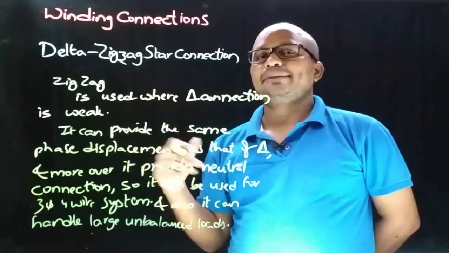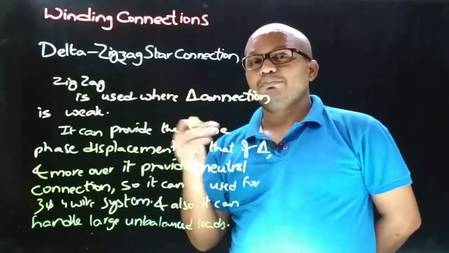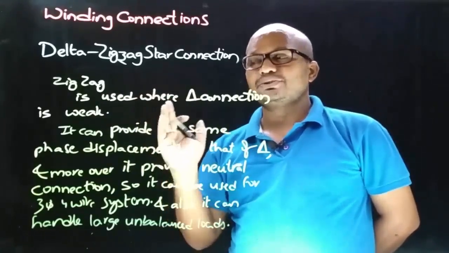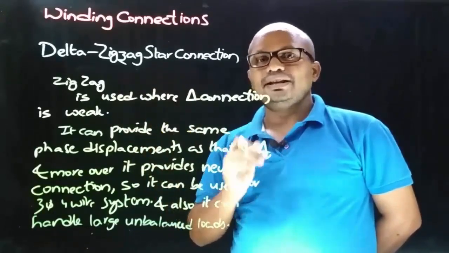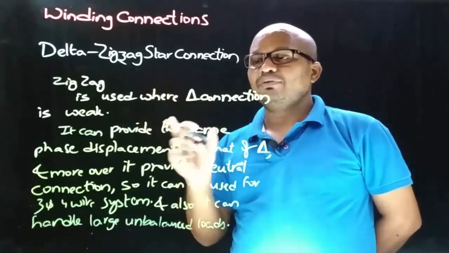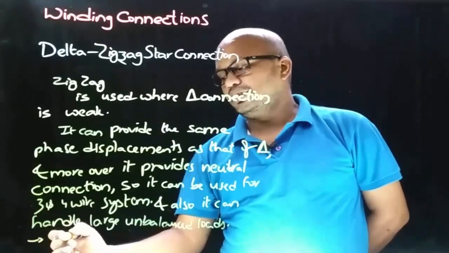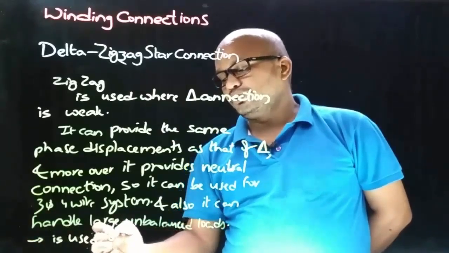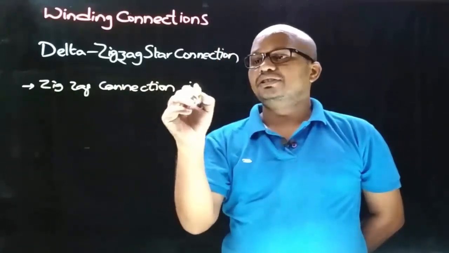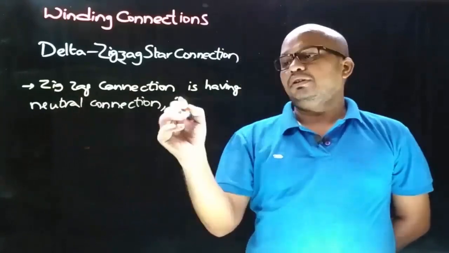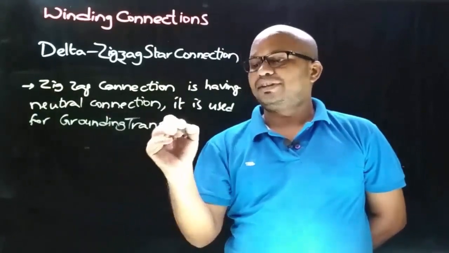That is, zigzag connection can provide the same phase displacements as that of the delta connection, and moreover it has neutral connection, so it can be used for three-phase 4-wire system, which is not possible with delta connection. That is why zigzag connection is preferred where the delta connection is weak. And generally zigzag connection is used on the LV side of the transformer, and as it has a neutral connection, it is used for grounding transformer.